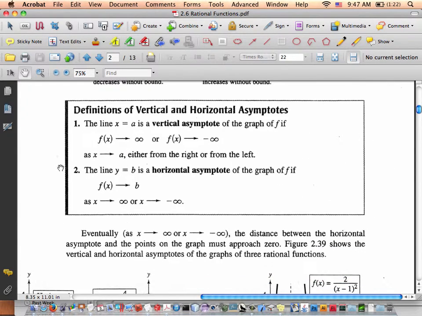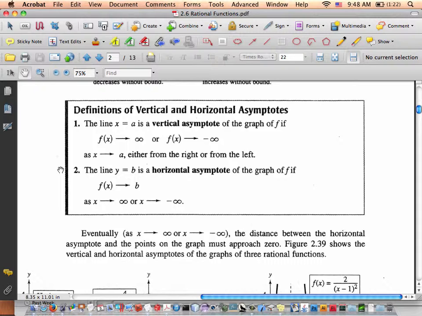What is the definition of a vertical and horizontal asymptote? The line x equals a is a vertical asymptote of the graph of the function if f of x goes to infinity or negative infinity as x goes to a from either the right or the left.